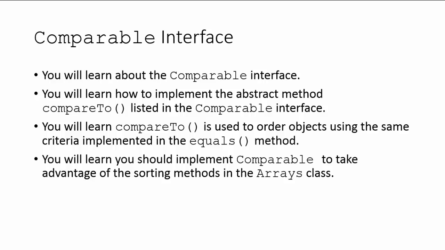In this tutorial, you will learn about the comparable interface. You will learn how to implement the abstract method compareTo listed in the comparable interface. You will learn compareTo is used to order objects using the same criteria implemented in the equals method. You will learn you should implement comparable to take advantage of the sorting methods in the arrays class.